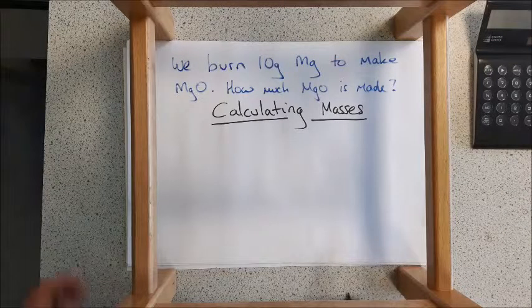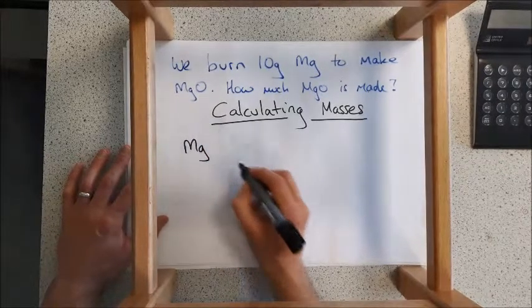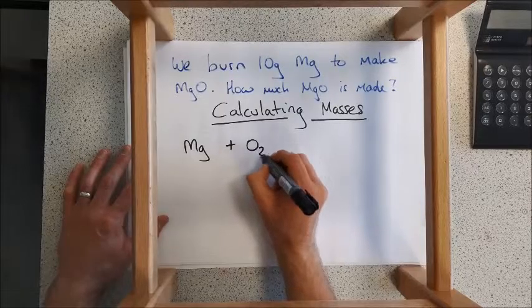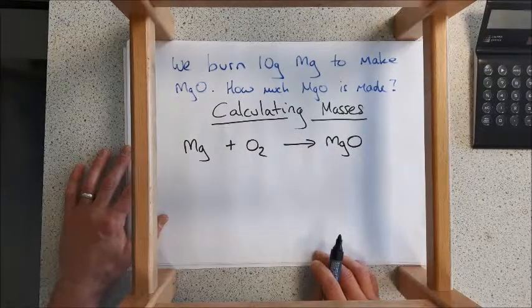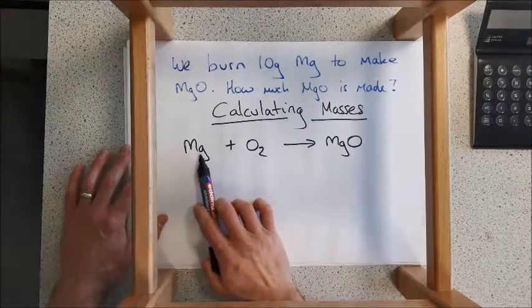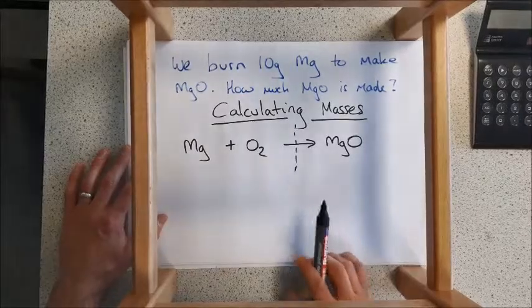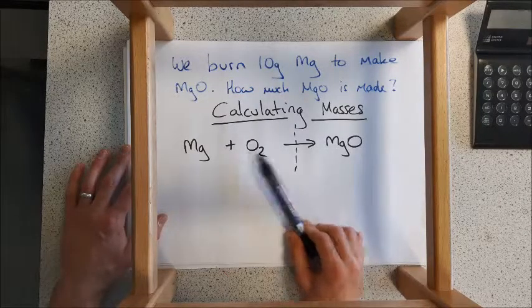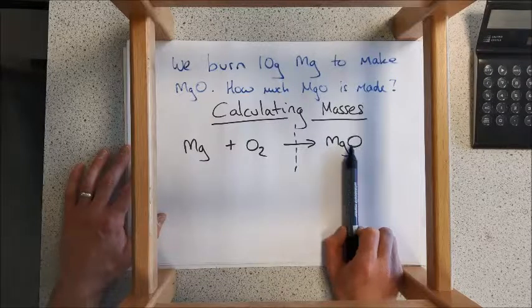First step in doing one of these is to make sure you have the balanced equation. So we're going to have magnesium, we're going to react it with oxygen to make magnesium oxide. Now this doesn't balance at the moment because we've got one magnesium on the left, one on the right. That's okay. I'll do a little dotty line here, this is what I always like to do. But I've got two oxygens on the left and only one on the right. So that's not going to work, that doesn't balance.